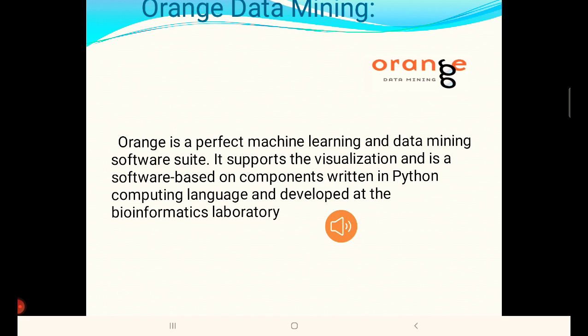The first tool in data mining is Orange. It is a perfect machine learning and data mining software suite. It supports visualization and it is software based on components written in the Python computing language and developed at a bioinformatics laboratory. So the basic use of Orange is in medical data sets. So you can have reports as visualization and the language used to develop this tool is Python.